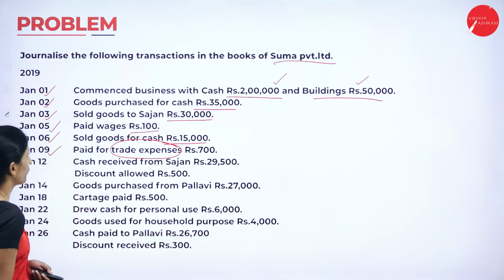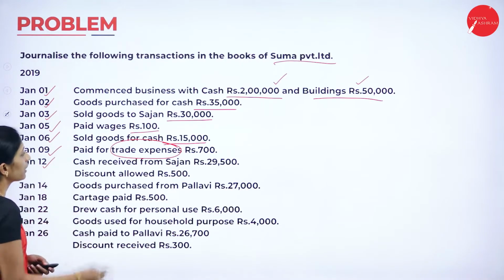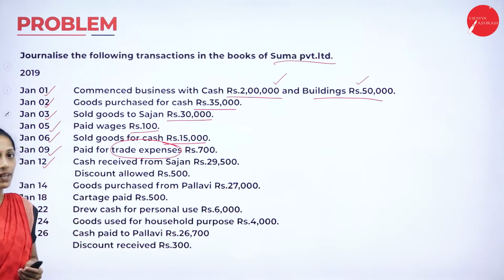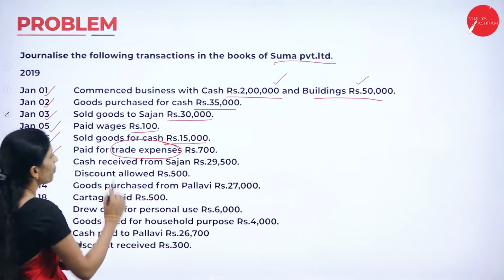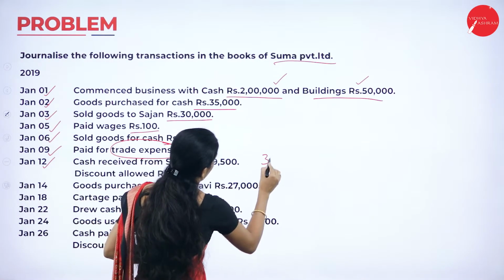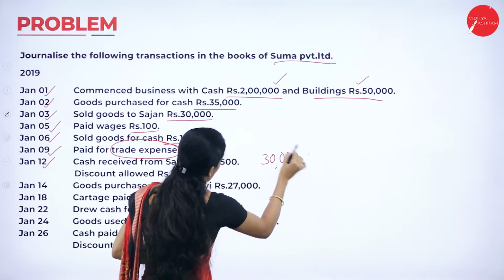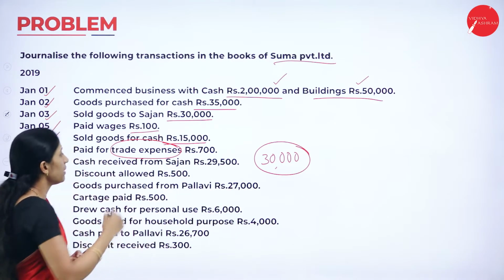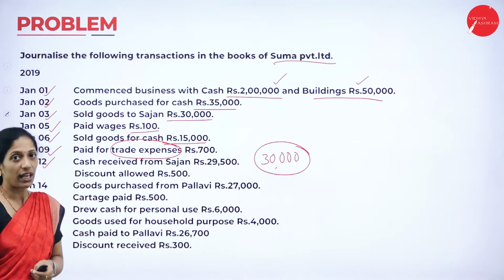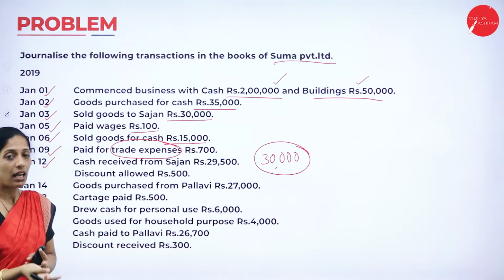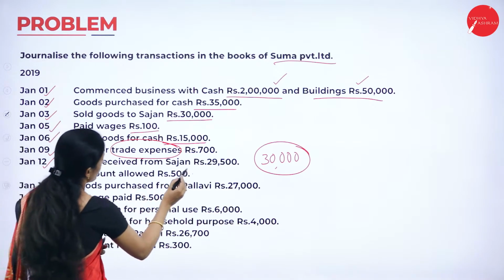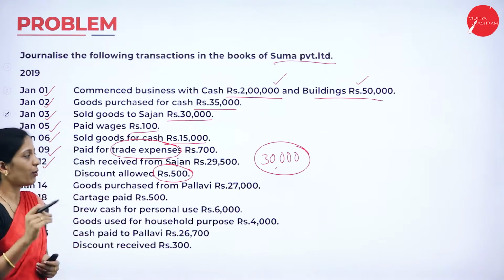Now coming to the next one. Jan 12th, cash received from Sajan 29,500. So what is the amount to be received from him? That is 30,000. But how much have we received? That is 29,500. In a sense, we have allowed a discount of rupees how much? 500. Okay, now what is the entry?